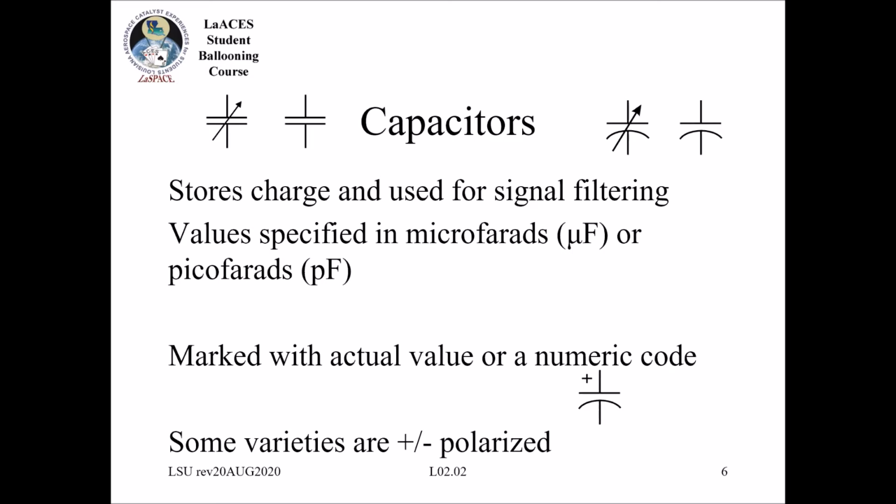But you'll see them for both of those applications. Oftentimes when it comes to integrated circuits, like what we're going to be using, they're typically used for filtering. And the values typically are specified in farads. So microfarads is very common, or picofarads. Again, microfarad is 10 to the minus 6, and pico is 10 to the minus 12. And these are marked with an actual value or numeric code.